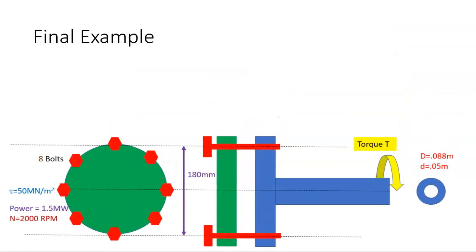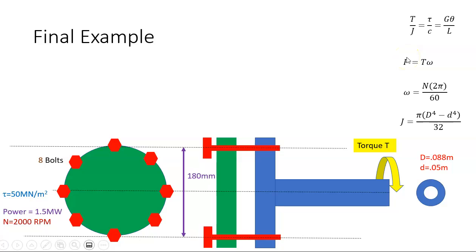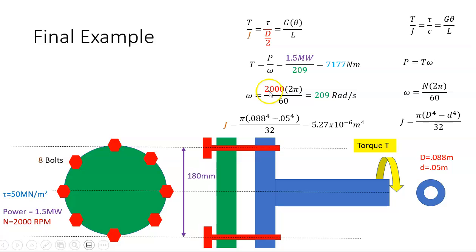Okay, so we have all our information. These are the standard formulae. So let's just substitute in with what we know. So we know N is 2000. So I can work out what omega is, and omega works out to be 209 radians per second. I have the inside diameter of 50 millimeters and an outside diameter of 88 millimeters. So that gives me a second polar moment of 5.27 by 10 to the power minus 6 meters to the power 4. I'm told the power is 1.5 megawatts. We just calculated the radians per second to be 209, so therefore the torque is 7,177 Newton meters.